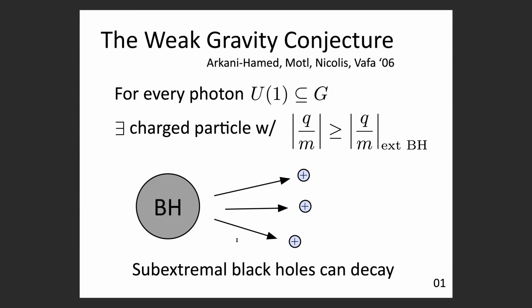Okay, so let's start off with the weak gravity conjecture. Let me just state it this way. For every U(1) photon in the gauge group of some quantum gravity, if I have a gauge group at low energies, there's a charged particle with charge-to-mass ratio bigger than or equal to that of an extremal black hole. And this, of course, is because we want sub-extremal black holes to decay. That's the motivation for the weak gravity conjecture.